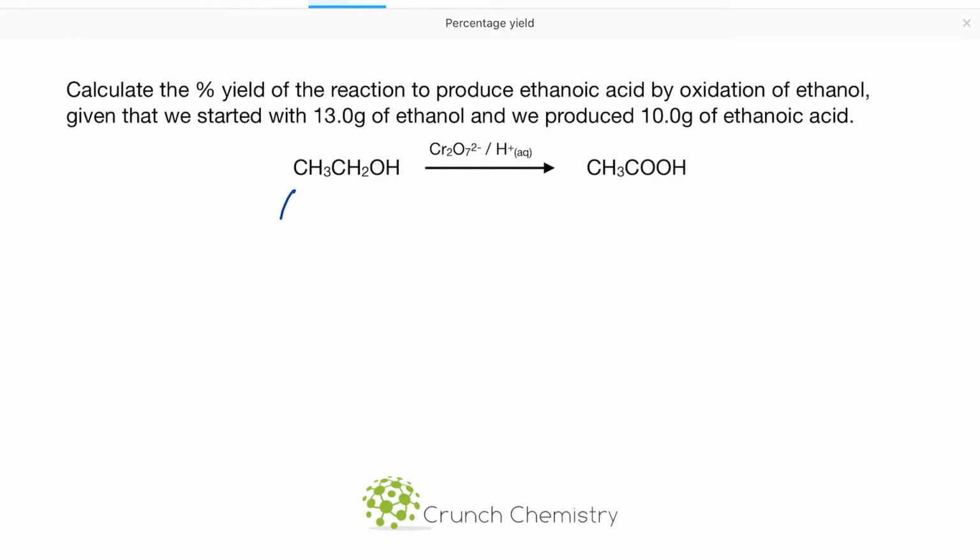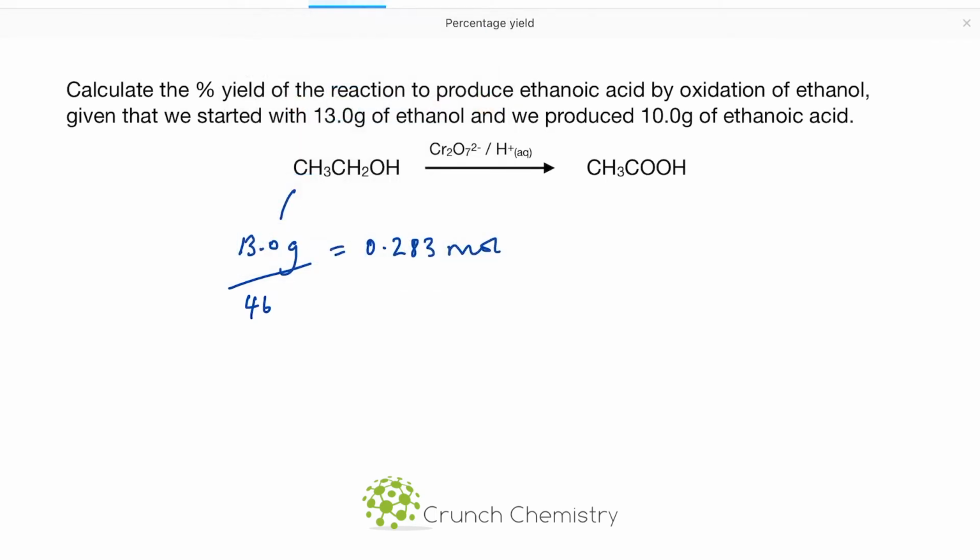We're going to start with the fact that we have 13.0 grams of ethanol. If I divide that by the molar mass of ethanol, which is 46, that tells me that I have 0.283 moles of ethanol.